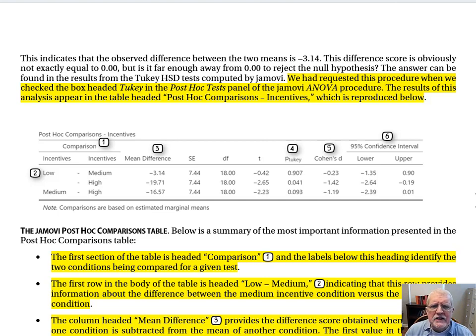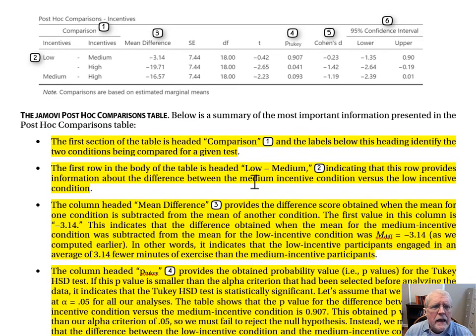We had requested this procedure when we checked the box headed Tukey in the post-hoc test panel of the Jamovi ANOVA procedure. Results of this analysis appear in the table headed post-hoc comparisons incentives, which is reproduced below. All right, these are the results of our post-hoc test. Once again, I've added some call-out numbers so it's easier to identify the section of the table to which I refer. The Jamovi post-hoc comparison table.